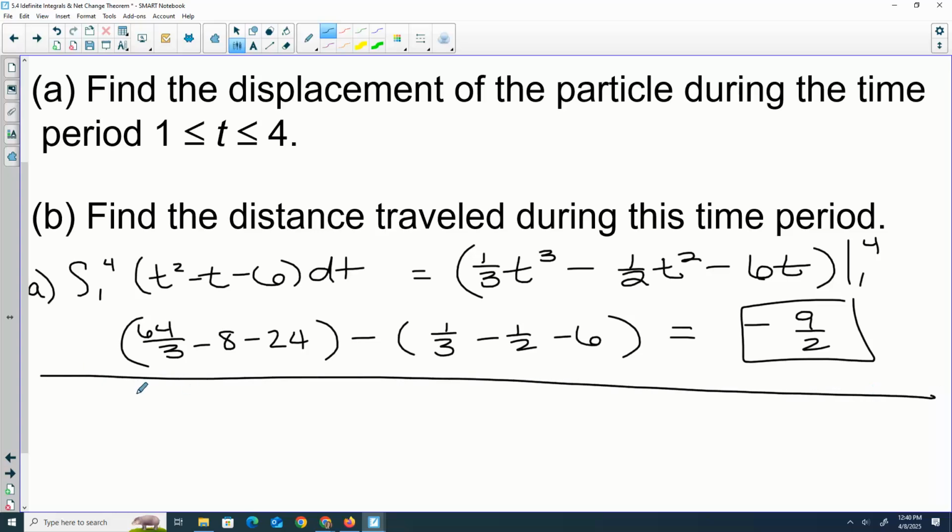And what does it mean when your displacement turns out to be negative? You are the opposite. You were like under the line from where you were. Under the axis. Okay.